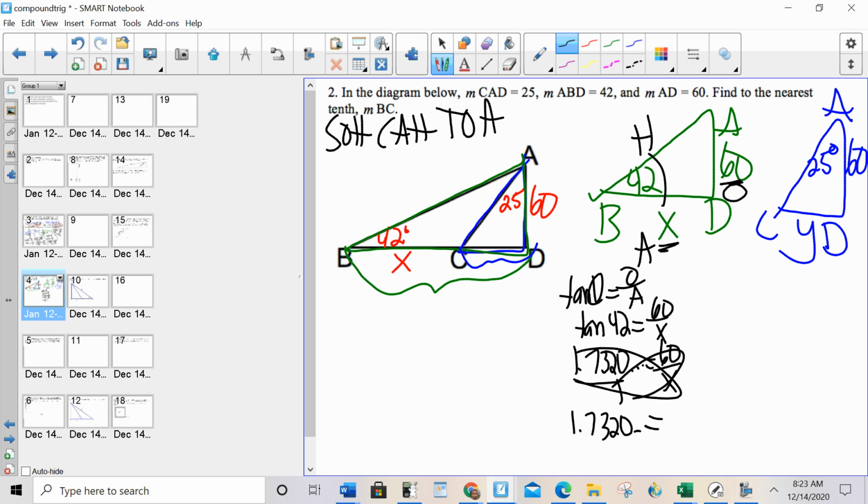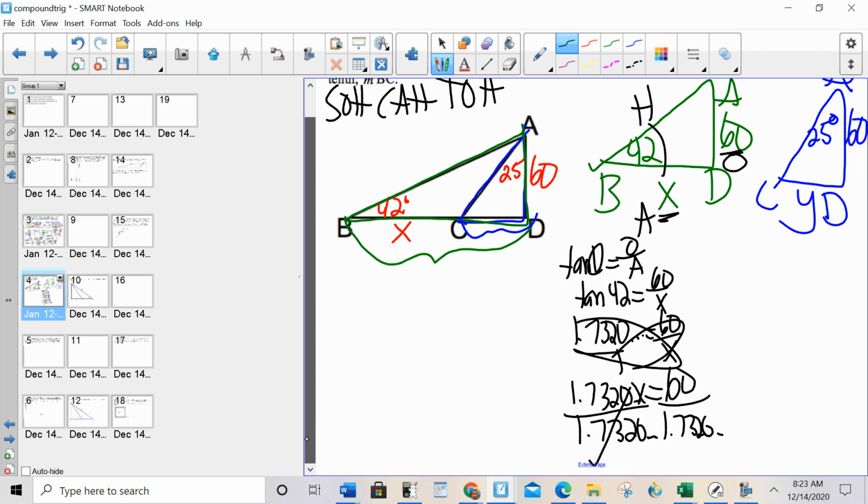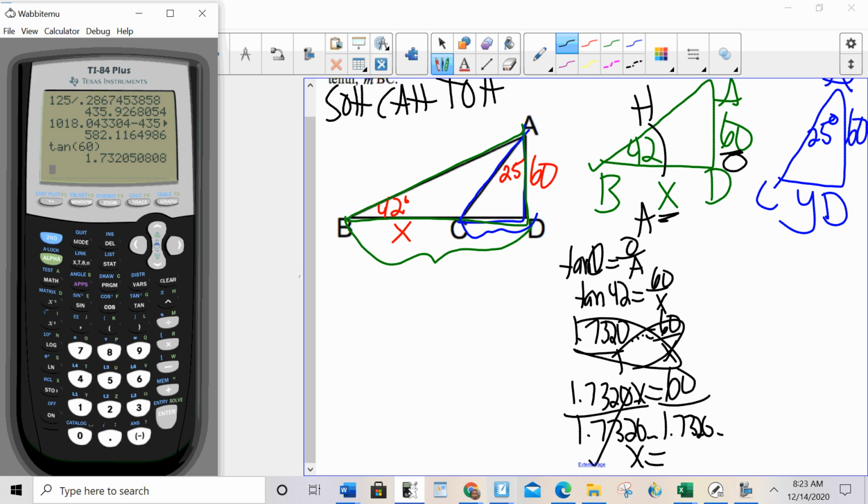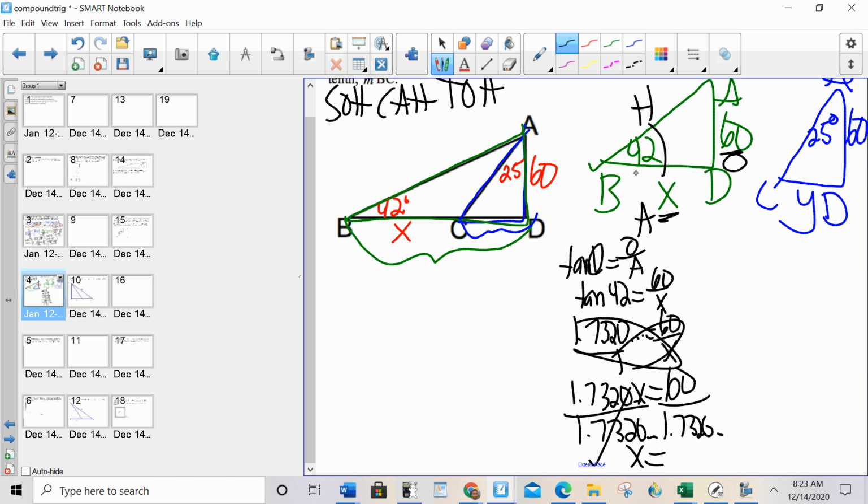1.7320 x equals 60. Divide by 1.7320. And I get x equals 34 point something. And now I go on to my blue one.